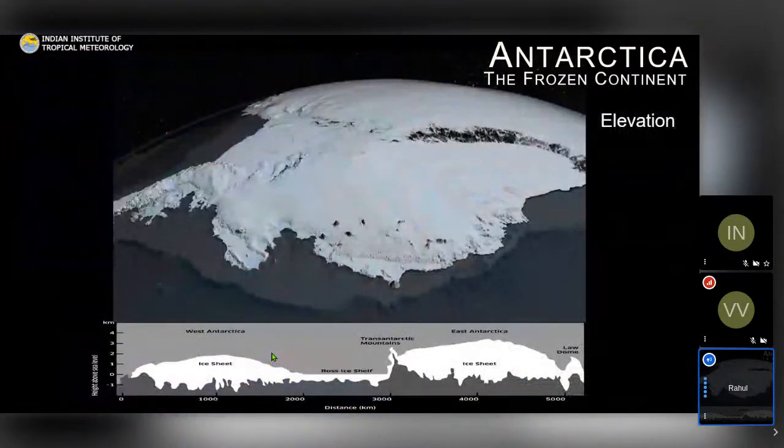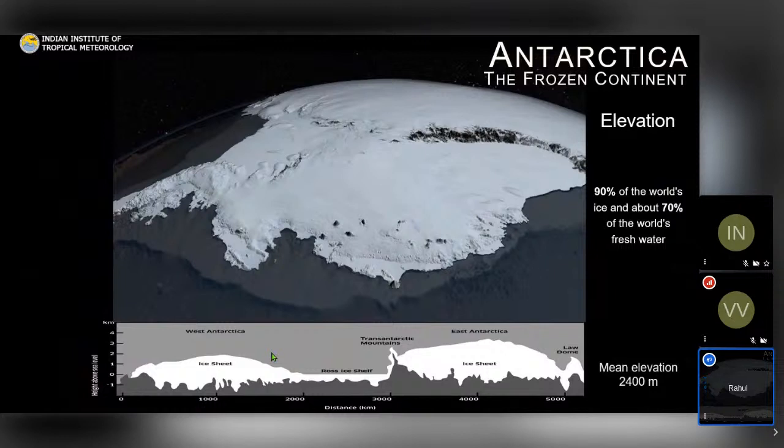Anyway, so now let's look at the elevation. Antarctica is the highest elevated continent on the globe. The average elevation is about 2.4 kilometers, and in some places it can reach about 4 kilometers in height or thickness. It holds about 90% of the world's ice and 70% of the world's fresh water. Ice is just fresh water, and you need to remember this time and again. I'll be referring to this.